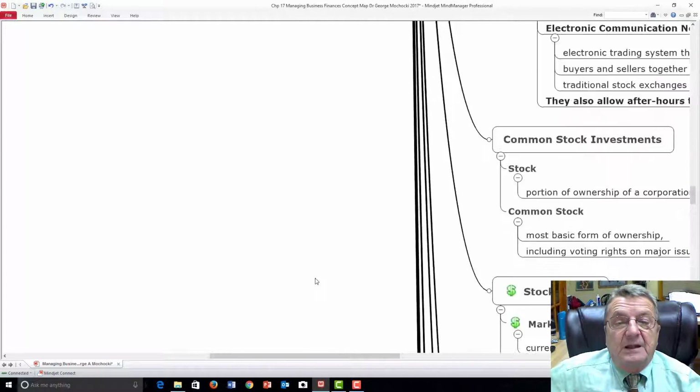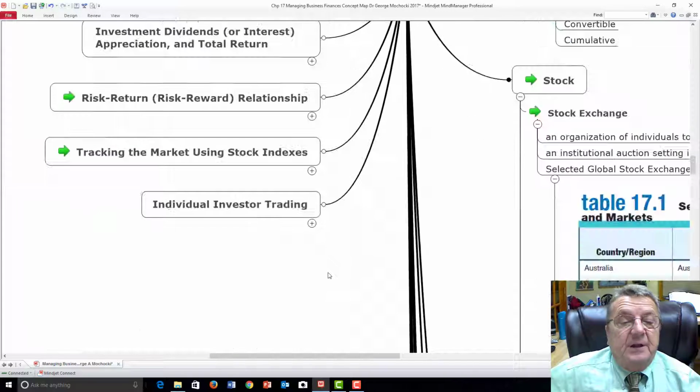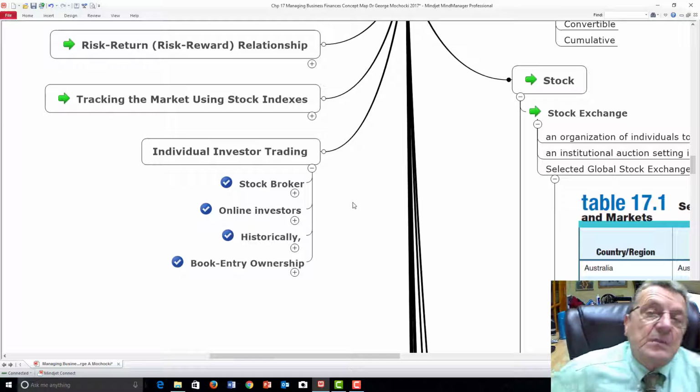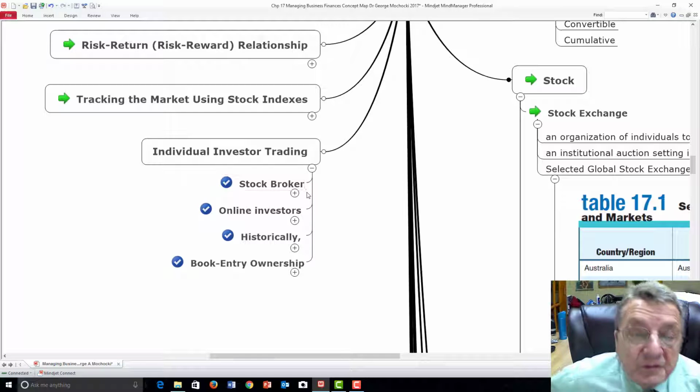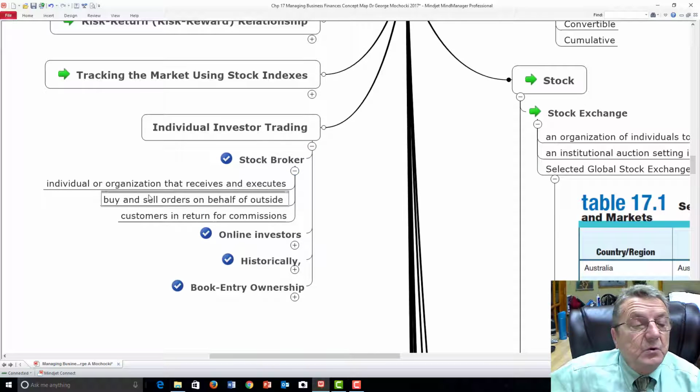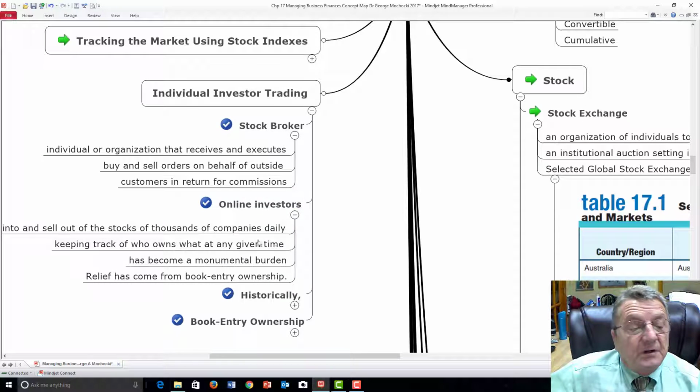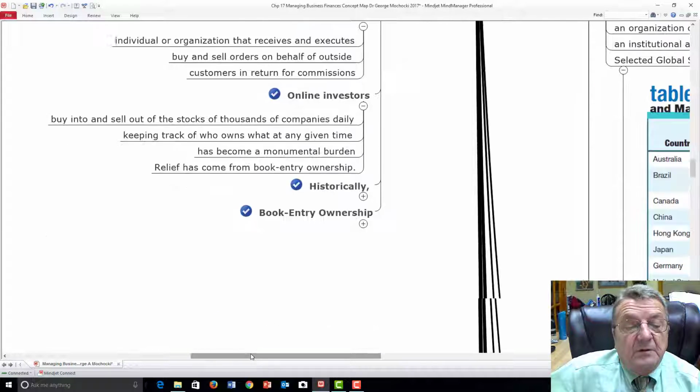Okay, we got a lot to go yet. Not too bad. Okay, individual trading. When I'm looking at individual trading, you could go to a stockbroker, and he or she will help you: an individual or organization that receives and executes buy orders on behalf of outside customers in return for a commission. So I have someone that does it for me. I can cut my own hair, or I go to a haircut place.